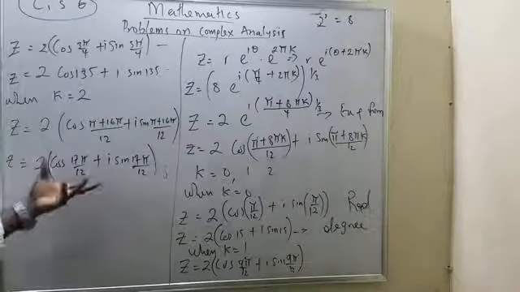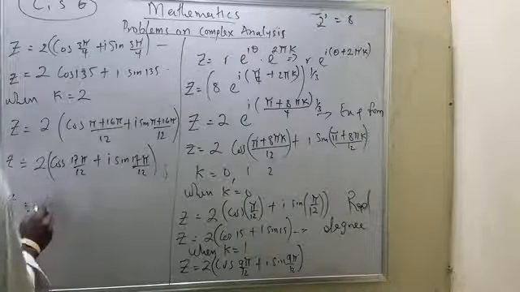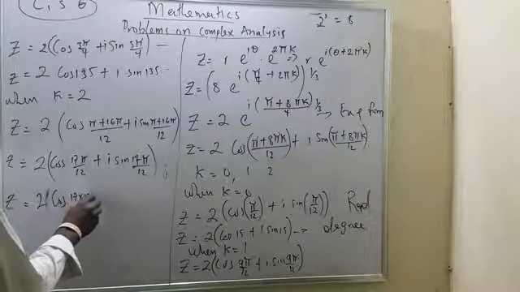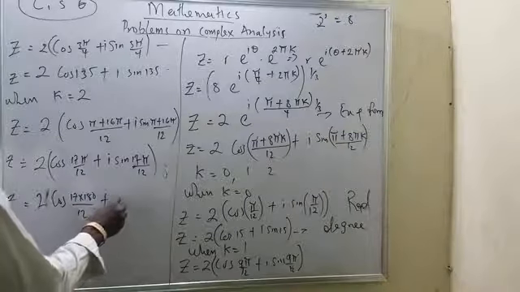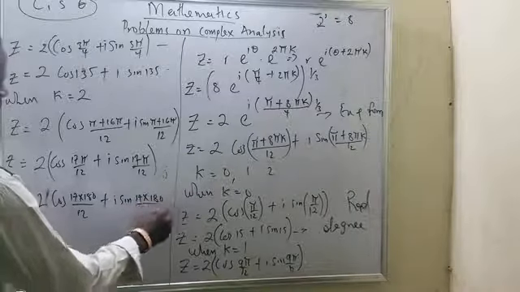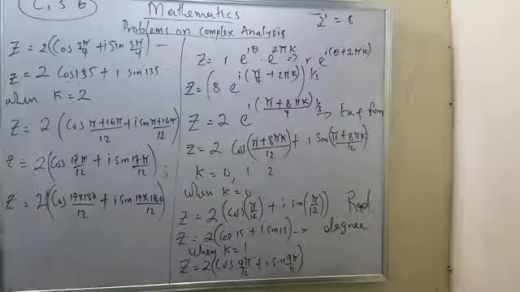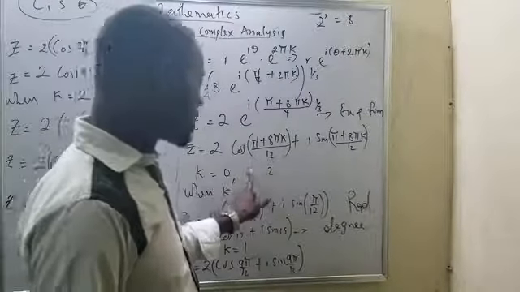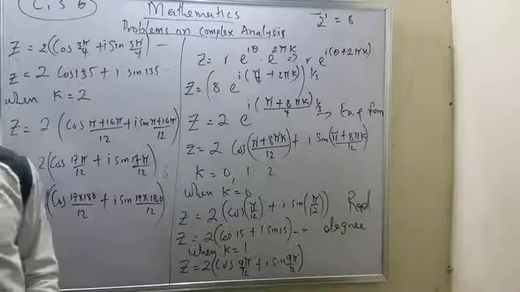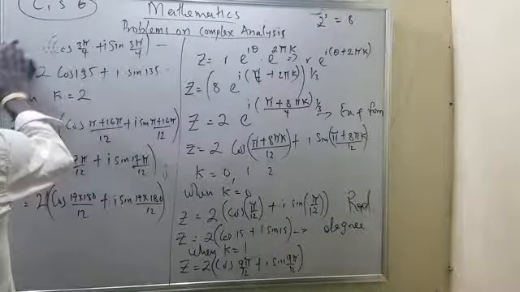You can now generate with the help of the calculator. What I'm trying to do here is 2 cos 17 multiplied by 180 divided by 12 plus i sine 17 multiplied by 180 divided by 12. Whatever you get, now in the form of degrees, whatever you have for when k equals 0, k equals 1, and k equals 2, it will now be in the form of a sequence.